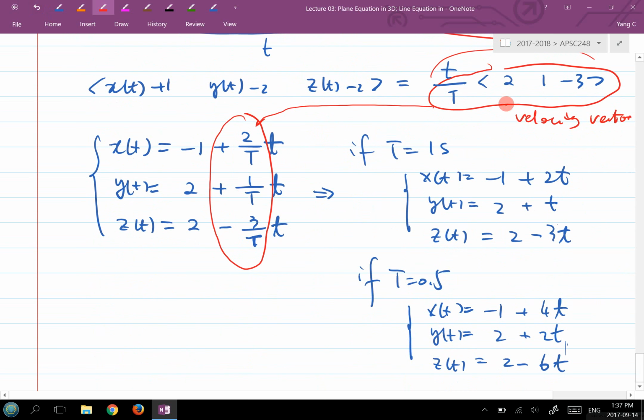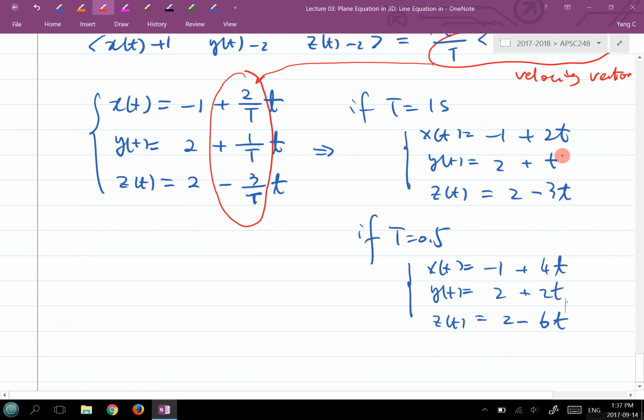Remember, velocity vector here is a constant, right? This is a constant velocity vector. What is a constant velocity? So 2 over t, 1 over t, negative 3 over t. That's your velocity vector. And when we write down the parametric equation, where did it go? It goes to become the coefficients for the t.